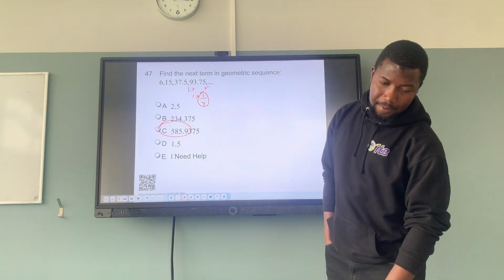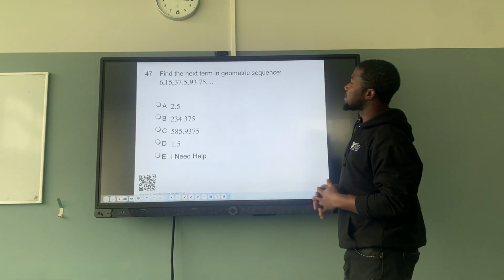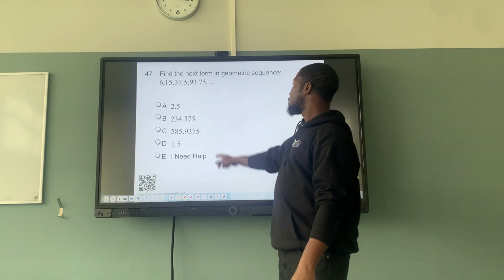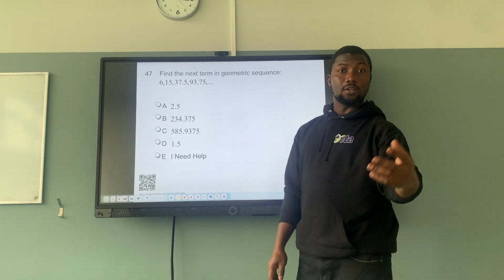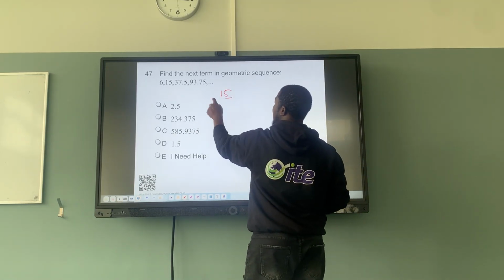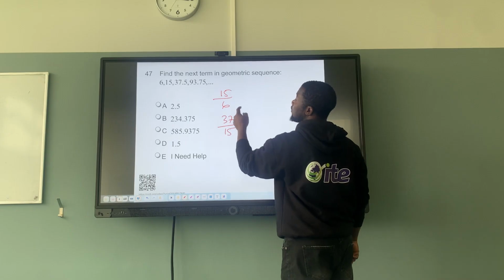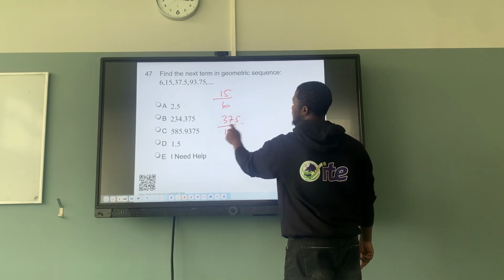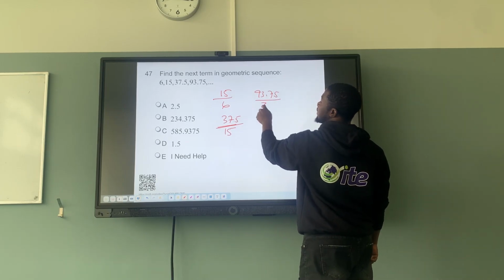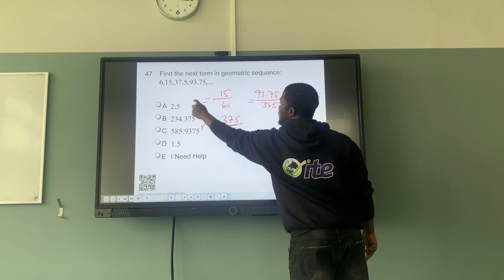Find the next term in that geometric sequence. Again, since it's a geometric sequence, the common ratios are the same. Divide to get the common ratio and then multiply it by the last term, which is going to give you B if you do it rightly. So try it on your own. Find the common ratio. Divide 15 by 6, for example, or divide 37.5 by 15, or divide 93.75 by 37.5. This is all giving you the common ratio.